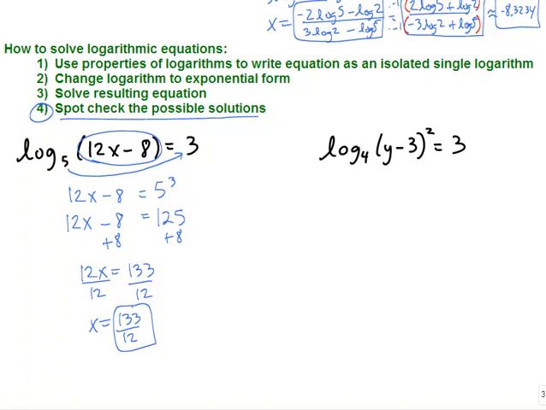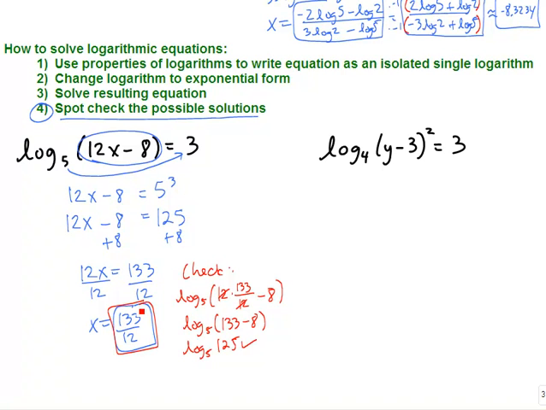Now as a spot check, if you were to plug that back into this equation, then we would want to take log base 5 of 12 times 133 divided by 12 minus 8. These 12s are going to cancel out, so this is log base 5 of 133 minus 8, which is going to be log base 5 of 125. And that is a nice positive number, so we're taking the log of a positive, so that's why this is okay. So our final answer is 133 over 12.